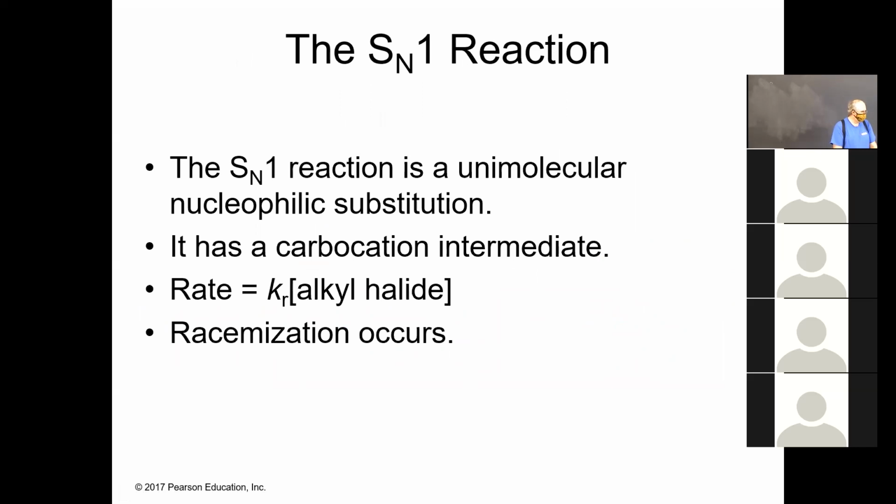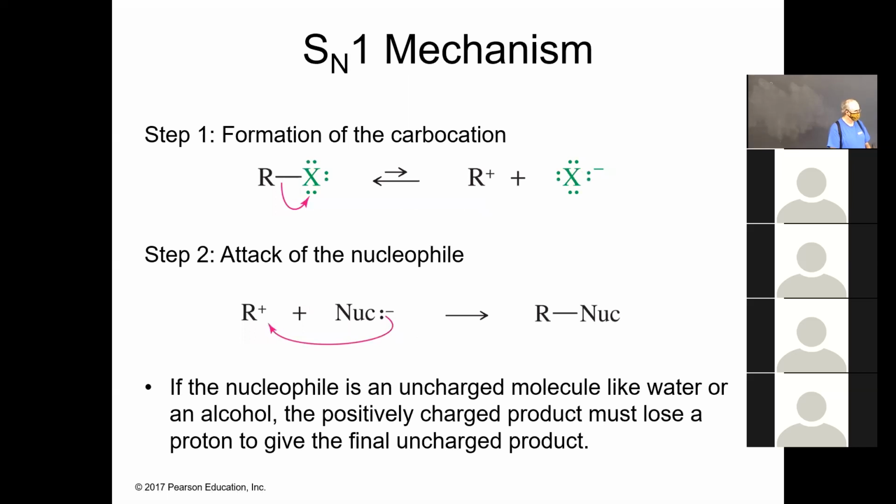Okay, the SN1 is a unimolecular reaction. It's first order, it depends only on the alkyl halide concentration. It goes through a carbocation intermediate, which the SN2 does not. There's 2 steps. Instead of a bond forming and a bond breaking at the same time, the halide leaves, or in the case of next week's lab, it'll be water that leaves, and we'll get a carbocation. The nucleophile then comes in and attacks.